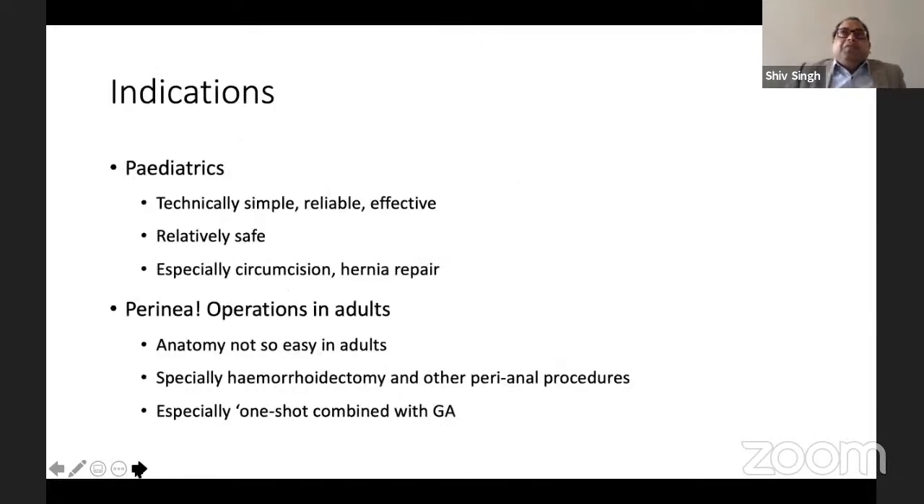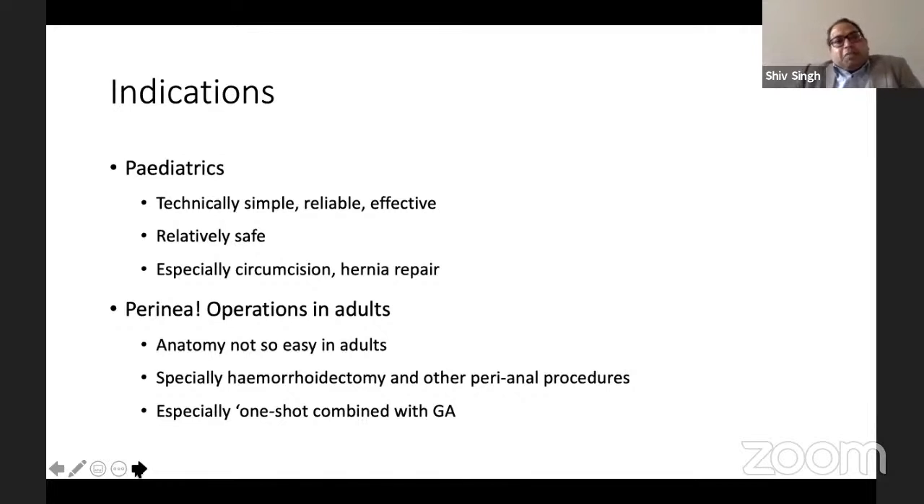The volume of the caudal space is around 25 to 30 mLs in females and almost up to 30 to 35 mLs in males. So the minimum volume in females should be around 25 mLs, and in males around 30 to 35 mLs. If you don't use that volume, you're not going to get a good block with caudal anesthesia.